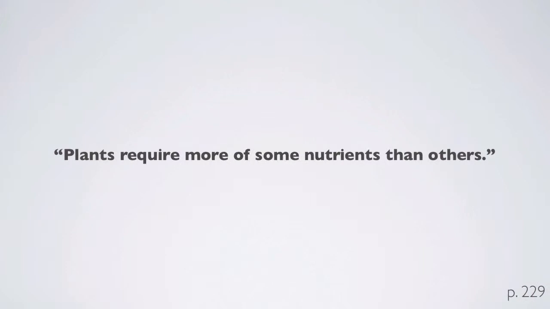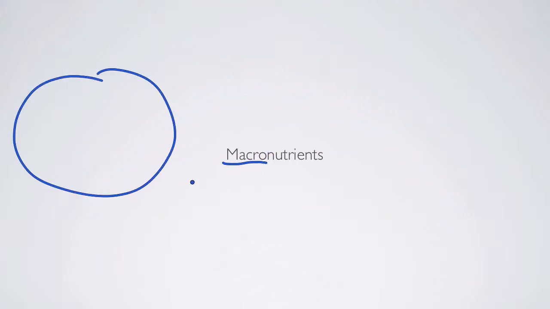Here, we'll provide an overview of nutrient limitation and thinking about how nutrients limit the productivity of plants in terrestrial and aquatic systems. Plants require more of some nutrients than others, so not all nutrients are required in the same amounts. Those nutrients that are needed in larger quantities in plants we call macronutrients. And it's not because the nutrients themselves are larger in size, but instead it's the quantity that are needed.